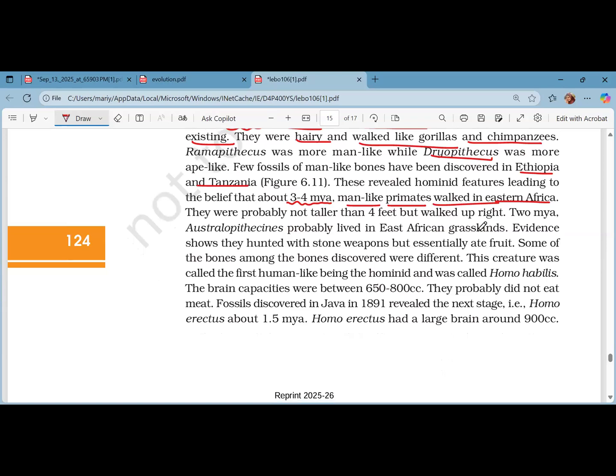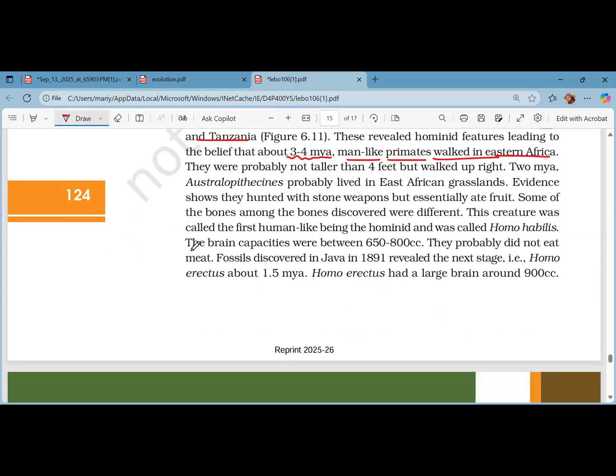Upright means straight. 2 million years ago, Australopithecus lived in the East African grassland. Evidence shows that they hunted with stone weapons, but they ate fruit. Like their diet was vegetarian. Then some of the bones discovered were different. This was more human-like, called Homo habilis. Their brain capacity, the cranial capacity, used to be 650 to 800 cc. Cc stands for cranial capacity. Now these Homo habilis also did not eat any meat.